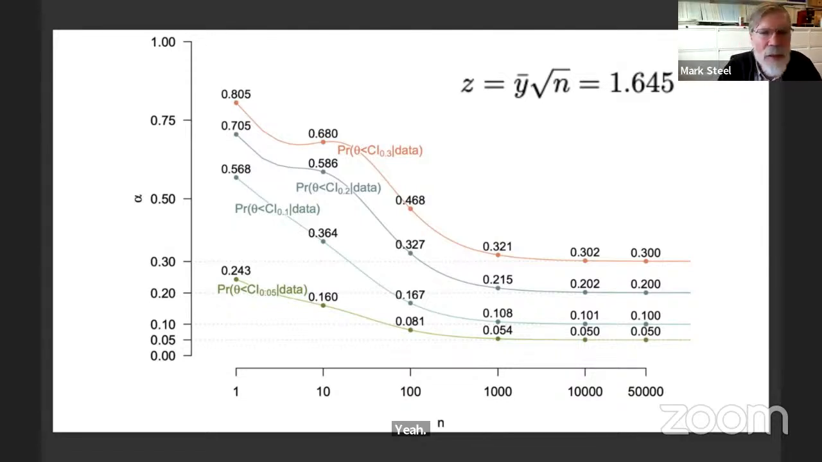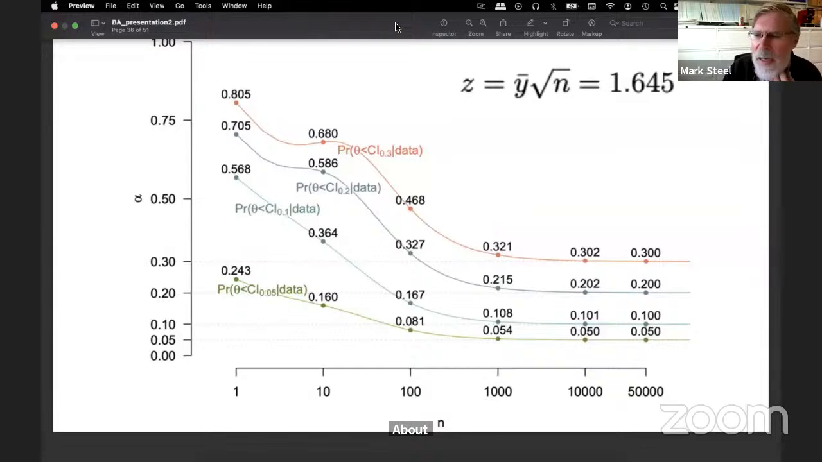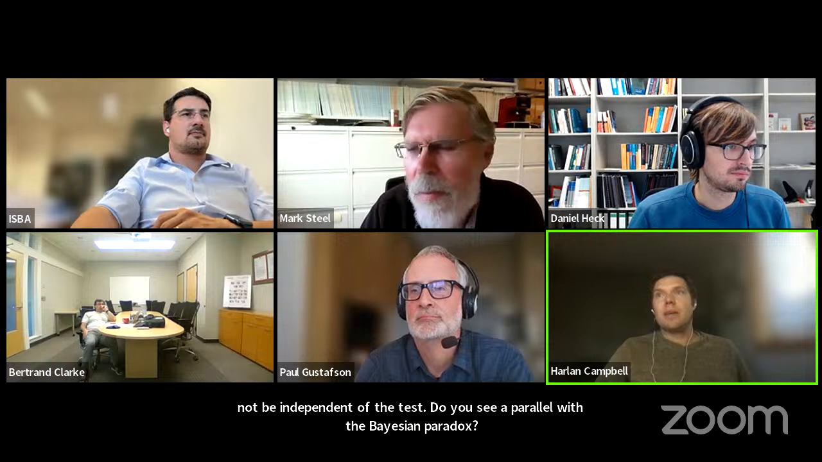If there are any other questions. I think there is, Donatello posted something in the chat about uncertainty quantification. If you can have a quick look at that. Okay, let's see. Frequentist uncertainty quantification has recently been busy with the concept of post-selection inference. One may contend that computing a confidence interval after testing a point null should not be independent of the test. Do you see a parallel with the Bayesian paradox? Computing a confidence interval after a test.